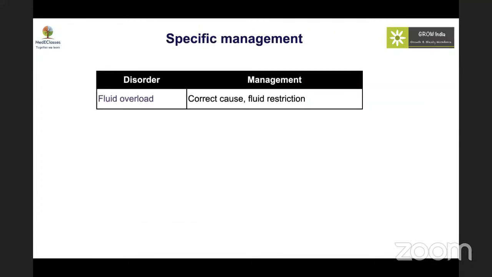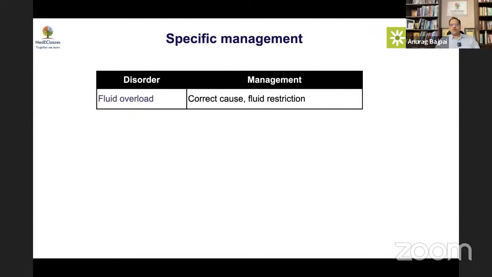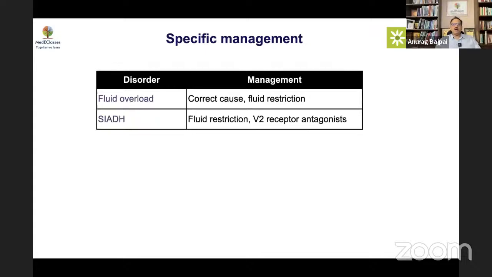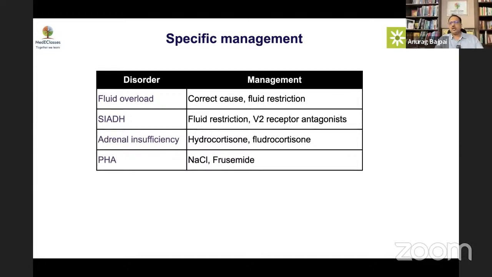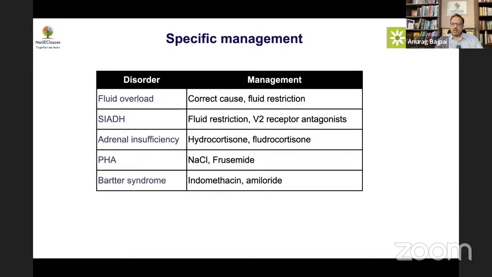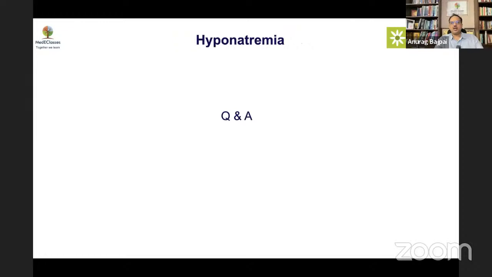What about specific management? If there is a fluid overload, correct the cause and do fluid restriction. In SIADH, fluid restriction and V2 receptor antagonist, not in the acute phase. In adrenal insufficiency, give hydrocortisone and fludrocortisone. In PHA, give sodium chloride and furosemide. In Bartter syndrome, you can use indomethacin and amiloride.